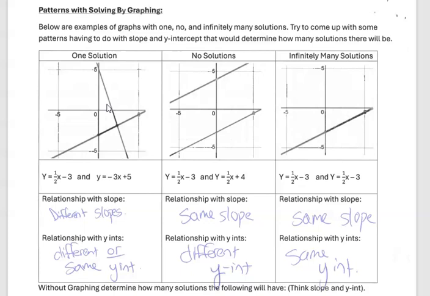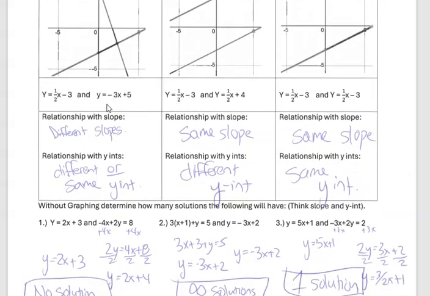So basically, the summary here is that if the slopes are different, you already know there's going to be only one solution. If the slopes are the same, then you have to look at the y-intercepts. If the y-intercepts are the same, then it's infinitely many. If the y-intercepts are different, then it is no solution.